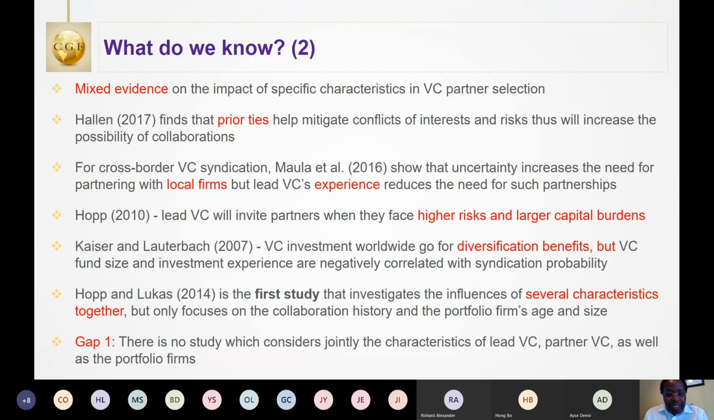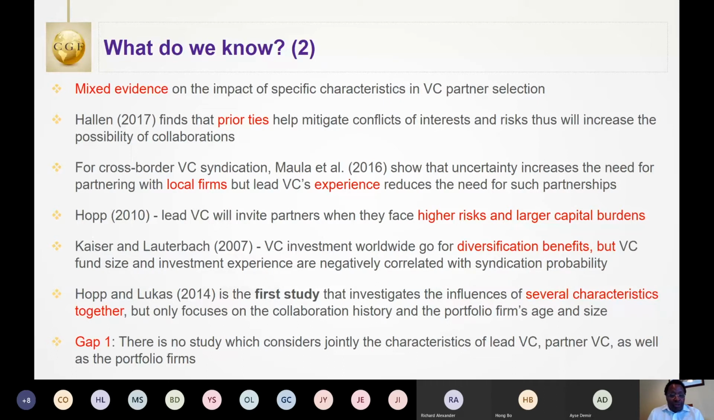But an additional cofactor is identified by Kaiser and Lutbach, who argue that when VC investments go worldwide, they are actually looking for diversification benefits. And diversification is one of those areas that dominate international transactions. So VC fund size and investment experience are normally correlated with the syndication probability. So diversification may work, but has its limitations.